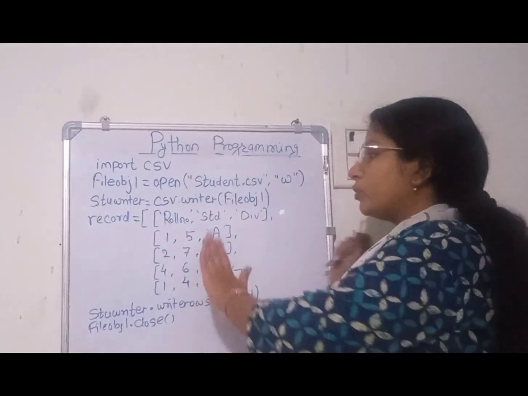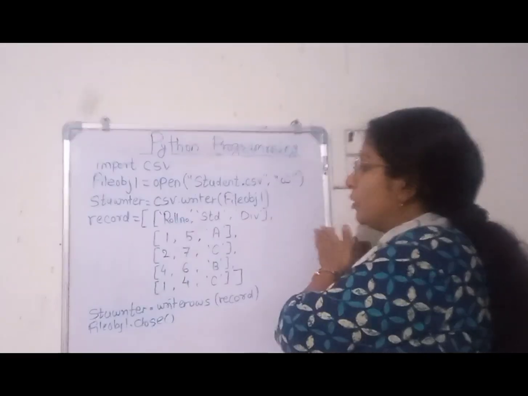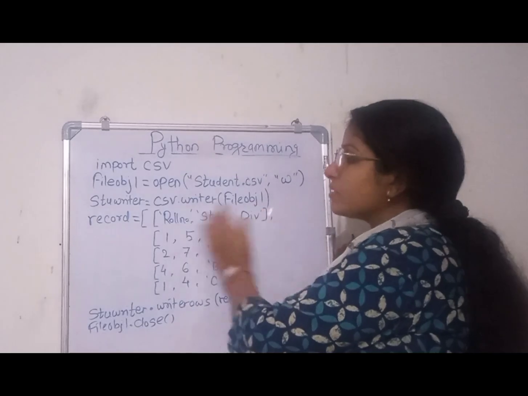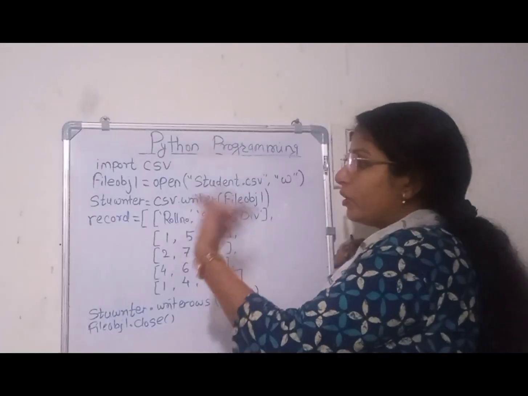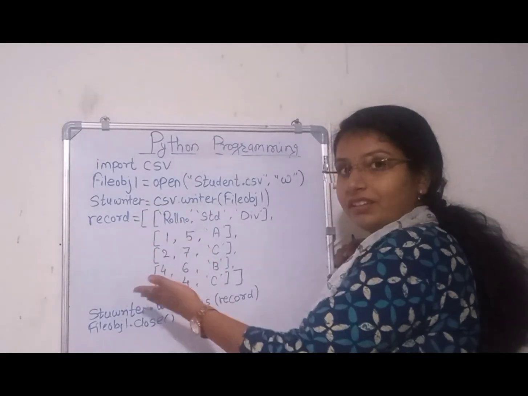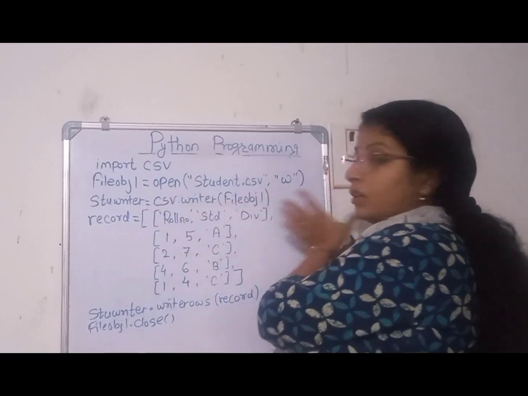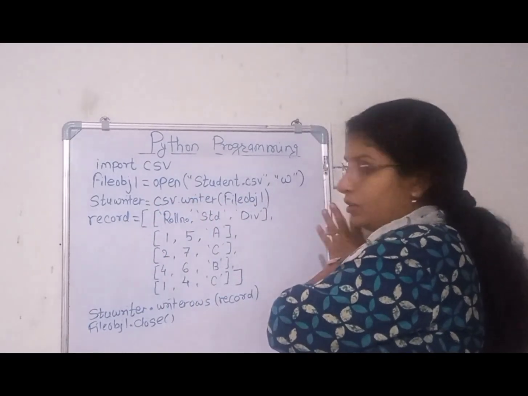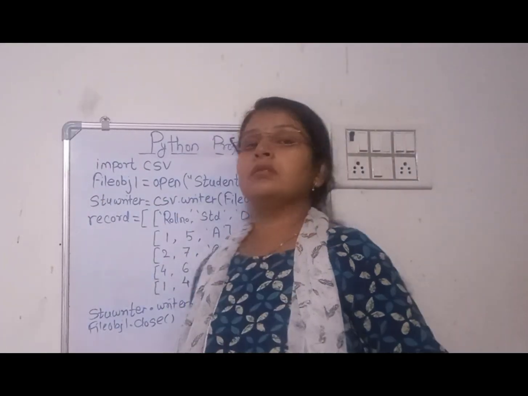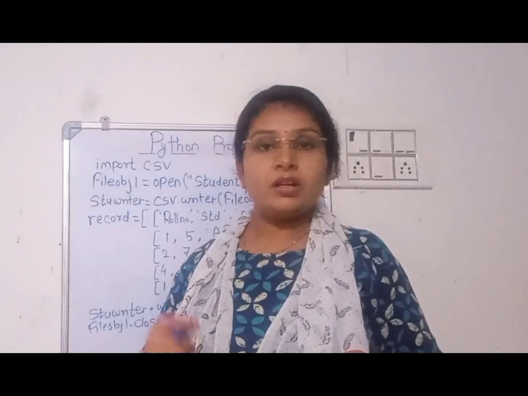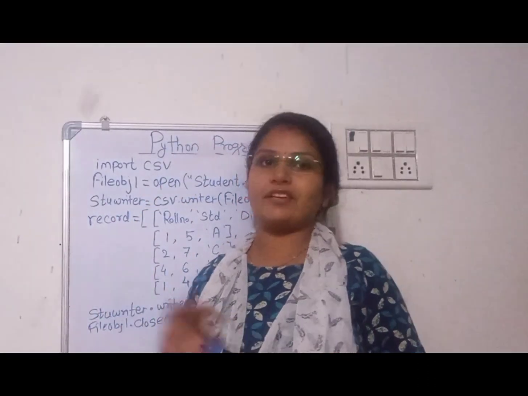In a Python program you cannot write it down like this. This will be in one line only, because I don't have sufficient space. That's why I have written it down like this. But in Python, if you write like this, you will get an error. So make sure that you write this in one line, otherwise you will get the error. So this is the writerows method in the CSV file to write down the values in a CSV file.